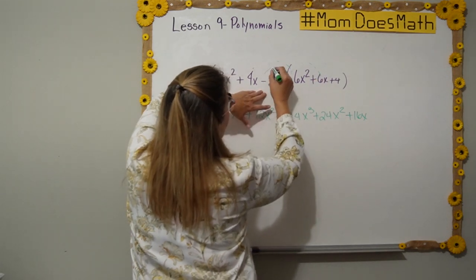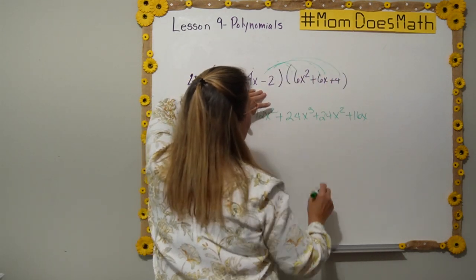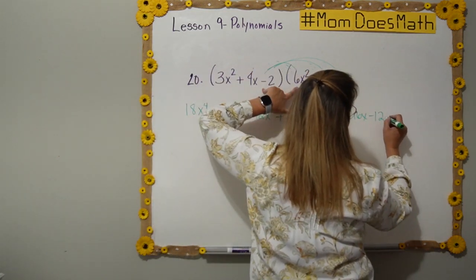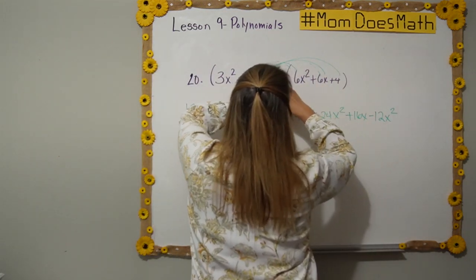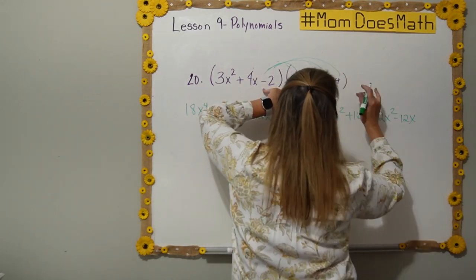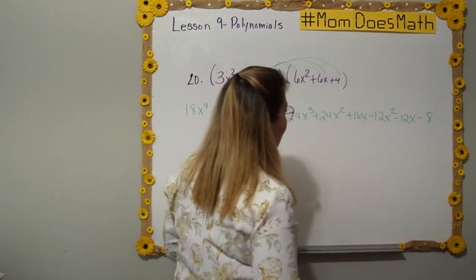Now I'm going to multiply minus 2 times all three things again. So minus 2 times 6x squared will give me minus 12x to the second. Minus 2 times 6x will give me minus 12x. And minus 2 times 4 will give me minus 8.